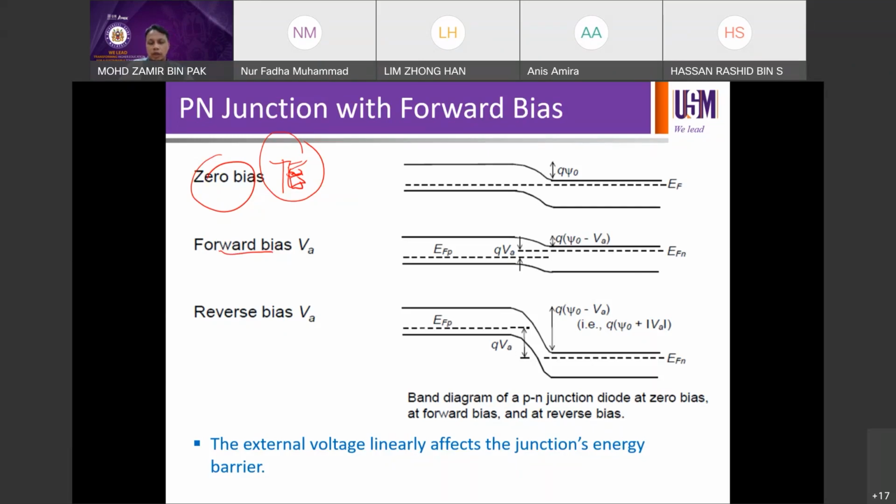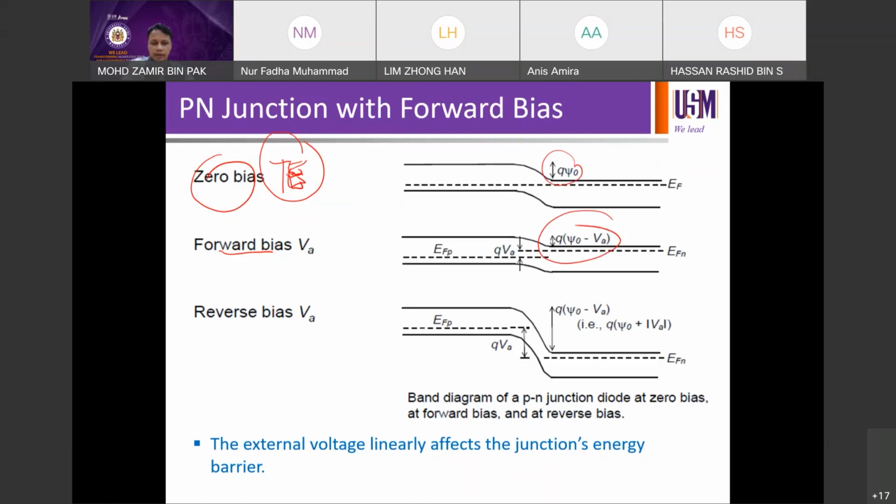And if you compare with the zero biasing, your barrier height will then be given by q times (VBI minus the applied bias voltage). So VBI minus VA will essentially form your new voltage, and when you multiply that with q, you're going to get your barrier height.